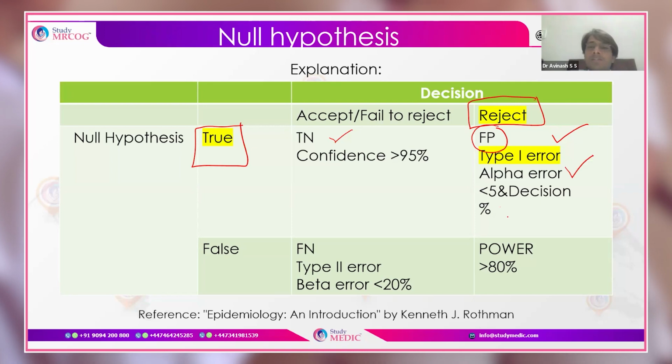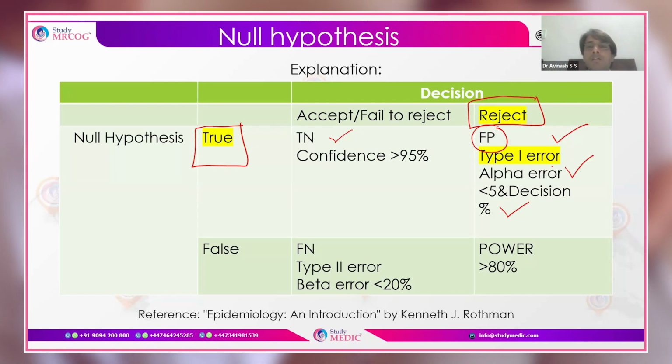The minimum acceptable is less than 5% or less than 0.05. It is not similar to the p-value. It is the minimum tolerable type 1 error, or the false positive findings that we can tolerate, which we have to determine before finalizing the sample size of the study.